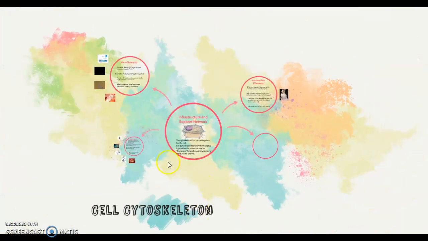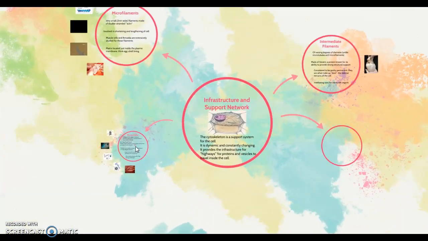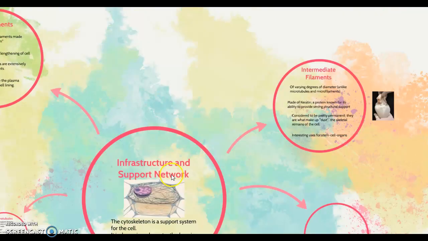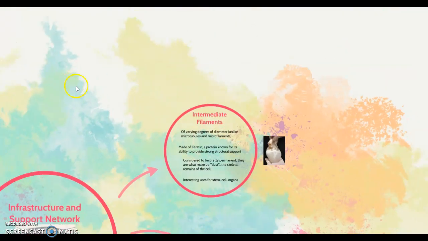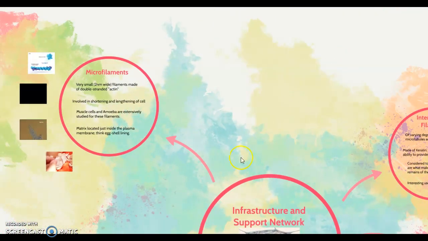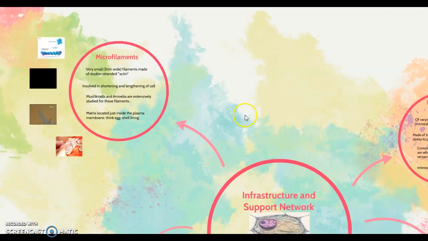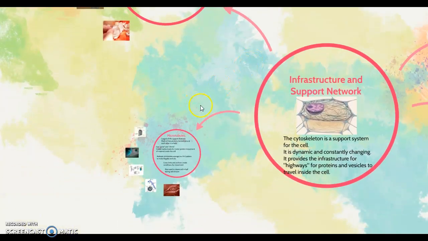We have our microtubules and our intermediate filaments and our microfilaments. Those are the three that you need to know about. That's all from chapter 6.6, and I think that's all you need to know for this point. All right, thanks.